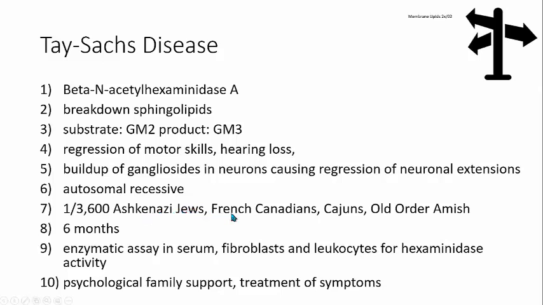The next lipid disorder we're going to talk about is Tay-Sachs disease. You will remember this from Dr. Moore's lectures in first semester and again from Dr. Peterson's lectures on lipid membranes in second semester. This is a disease of hexosaminidase A. It results in the buildup of gangliosides in neurons, causing those neurons to regress. This causes a severe disorder of the fibroblasts and leukocytes, and we can actually easily test for hexosaminidase activity.